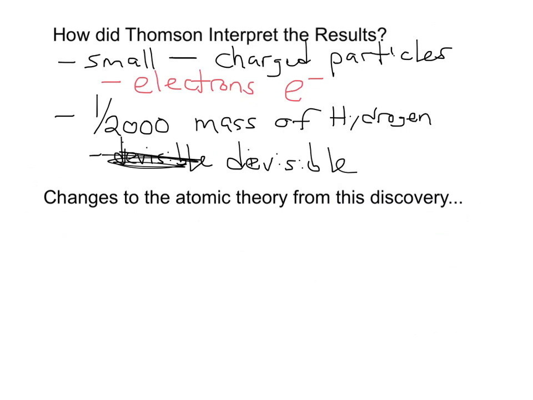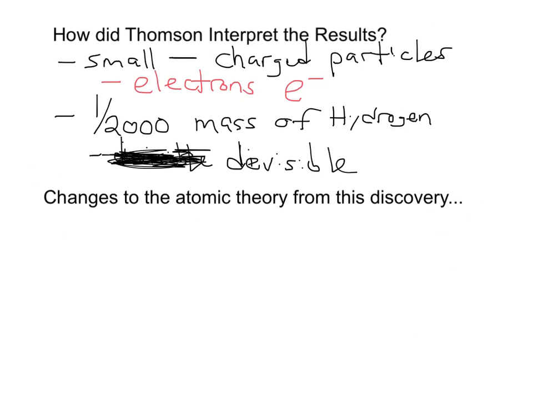Okay, so they are divisible, so that part of Dalton's theory was gone. And now, let's use a little reasoning here. We know that atoms are electrically neutral, which means they don't have an imbalance of charge. They have no net charge.